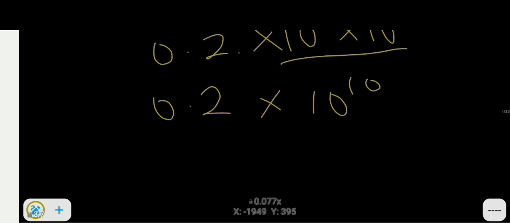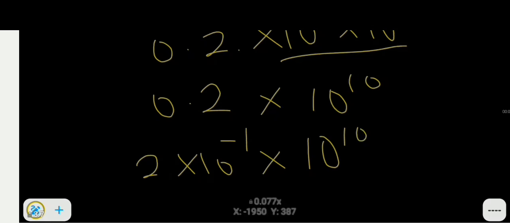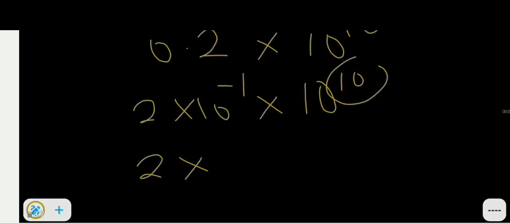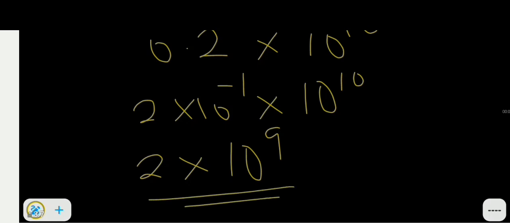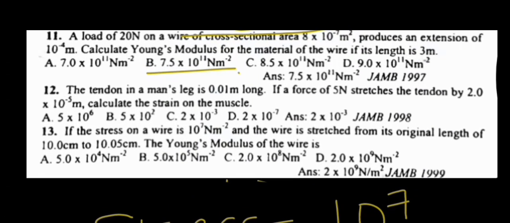Now 0.2 in standard form is 2 times 10 to the power minus 1 times, then you have 10 to the power 10. So another indices again. So just add the powers since the middle is times. Times means plus in indices. So you're going to get 2 times 10 to the power minus 1 plus 10, which will give you 9. So you have 2 times 10 to the power 9. So that is the answer. You can see it here, that's option D, 2 times 10 to the power 9.